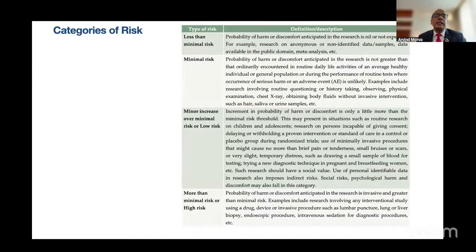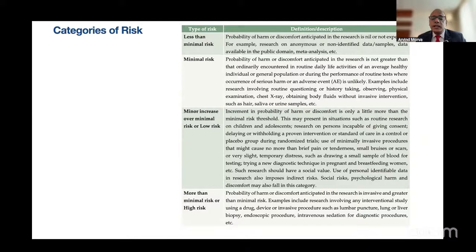Now coming to the categories of risk. There are different categories of risk. First, less than minimal risk, where the probability of harm or discomfort anticipated in the research is less than minimal risk. Minimal risk is the probability of harm or discomfort anticipated in the research that is ordinarily encountered in routine life activity, a little bit on the higher side, but the occurrence of serious harm or an adverse event is very unlikely. Then comes the minor increase over minimal risk, or low risk.